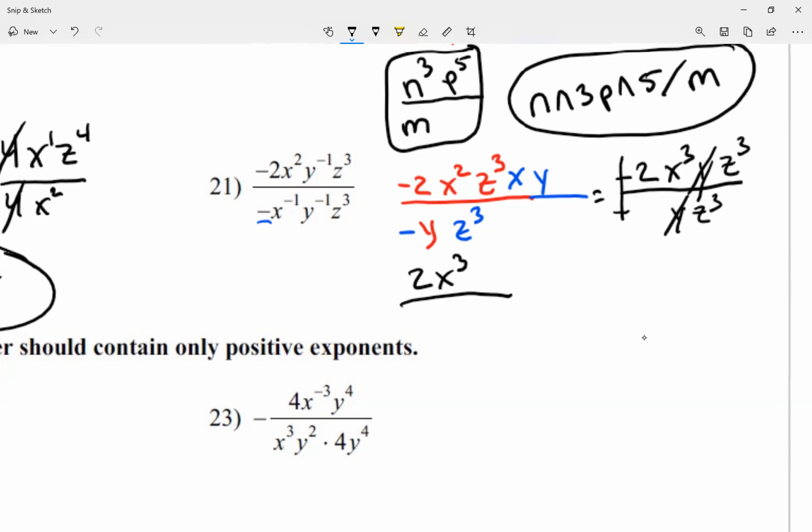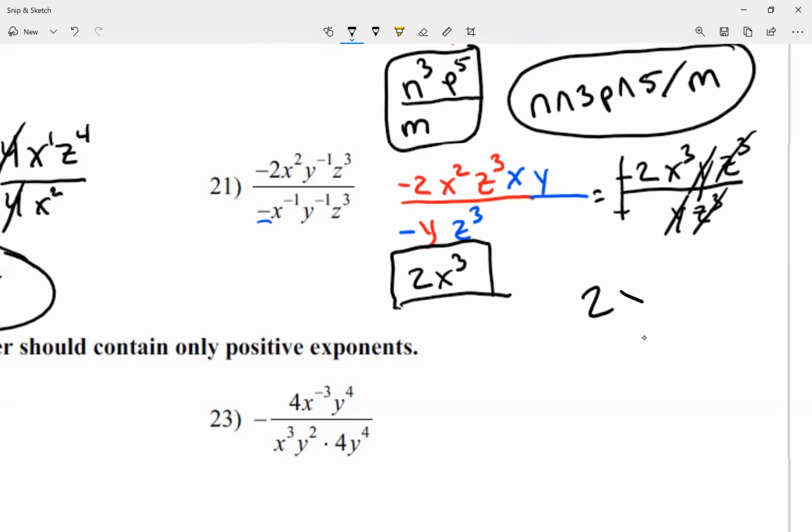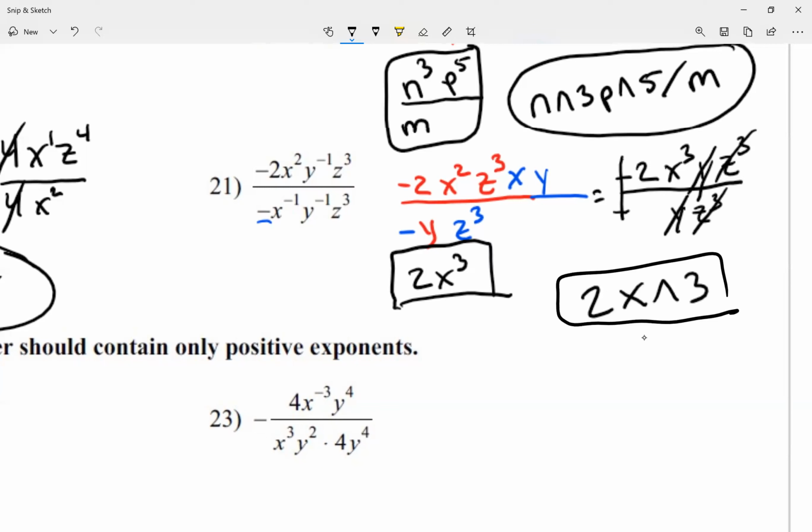So that means they cancel out. And when it comes to the z's, I subtract my exponents, 3 minus 3 is 0. I guess they cancel out as well. There's nothing at the bottom, so it's not a fraction anymore. Some of my answers are not fractions. The way I'm going to type this will be 2x to the third. I don't have to type a fraction because I don't have a fraction anymore.